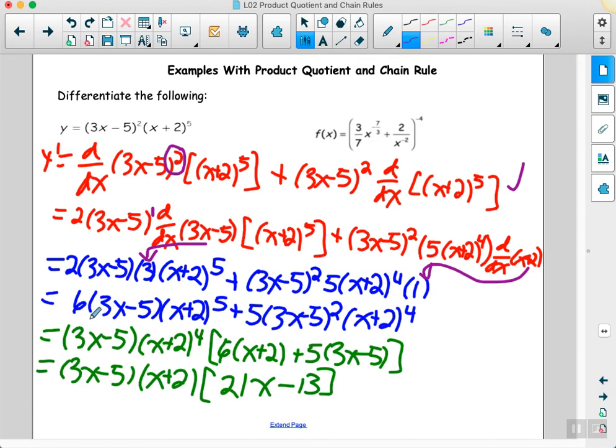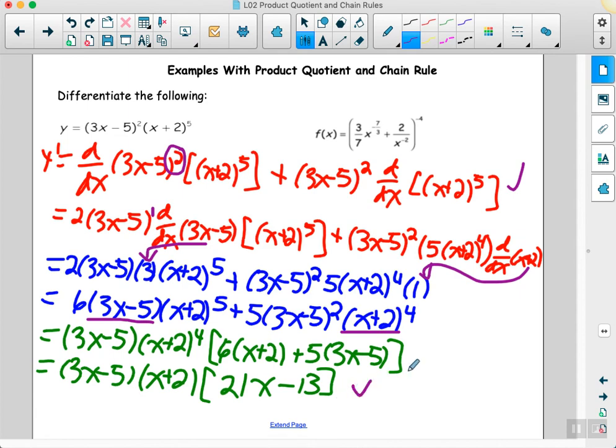Now we're going to factor. I can factor out that common binomial from these two, and I can factor out that common binomial from those two. So out comes 3x minus 5 times x plus 2 to the power 4. That's going to leave 6 times x plus 2 here, and over here it's going to leave the 5, and it's going to leave 3x minus 5. And then I'll simplify this. That's 6x plus 15x is 21x. 12 minus 25 is minus 13.